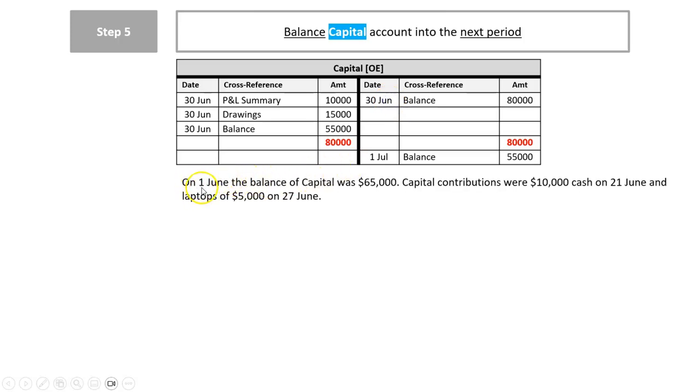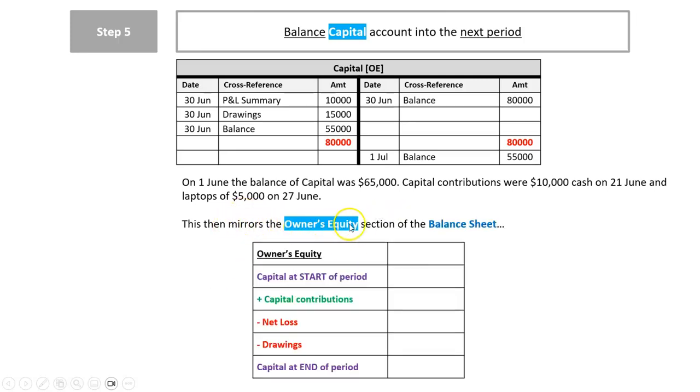Because there's no capital contributions ledger, we would need the question to tell us, on the 1st of June, the balance of capital was 65, not 80. And we'd need the question to tell us, well, capital contributions were $10,000 cash on the 21st of June, and laptops of $5,000 on the 27th of June. And what we can do now is recreate or mirror the owner's equity section of the balance sheet. And we learned earlier in this chapter that will be capital at start plus capital contributions. In the previous video we added a net profit, but here we'll take a net loss. We'll take drawings and we'll end up with capital at the end of the period.